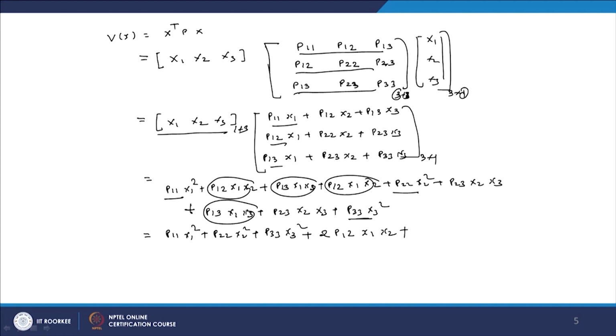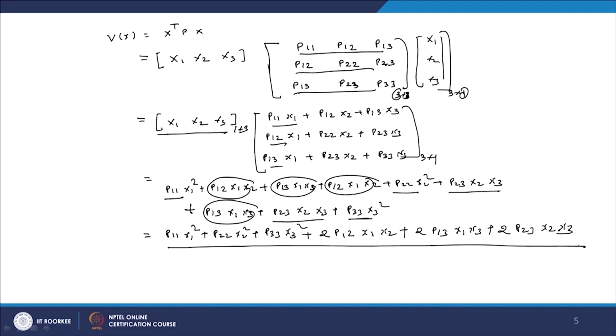and here also P13. So we can write this as 2 times P13 x1 into x3, and lastly P23 x2 x3, and this P23 x2 x3 again. So we can write this as 2 times P23 x2 into x3. So this total equation we have solved, and we have come across these particular results. The reverse is also possible. If you have this equation, we can write it in this form.